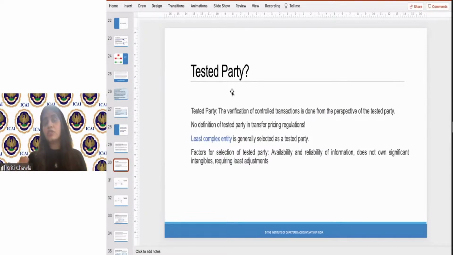that the financials of the USA entity are readily available. You'll have to ask the client for financials. Then you'll also have to make sure that the calculations are fine. Then you will also have to compare the margin of the USA entity with the margin of other USA entities. So you'll have to get a transfer pricing software which is giving you information of USA entities. It becomes a little complex, but generally the least complex entity is going to be the tested party.